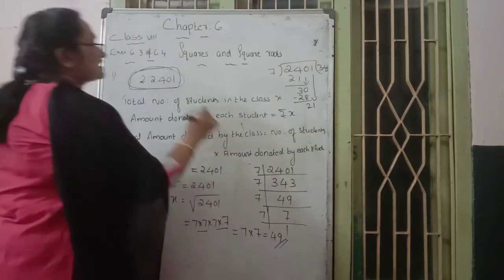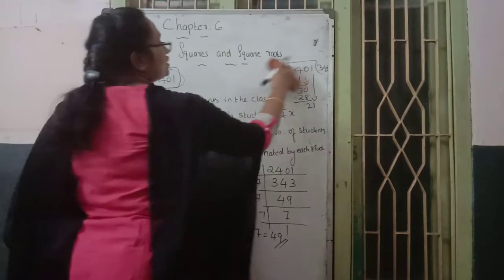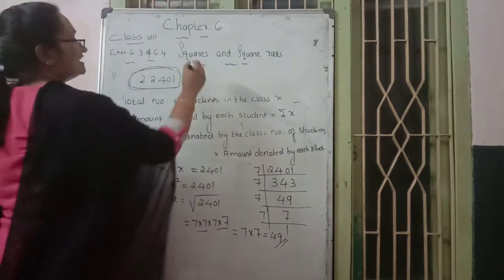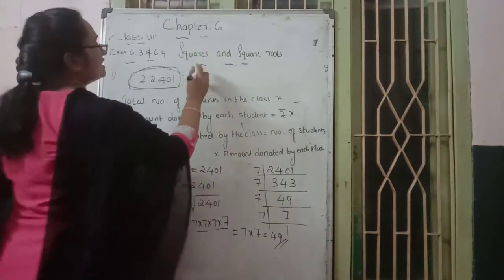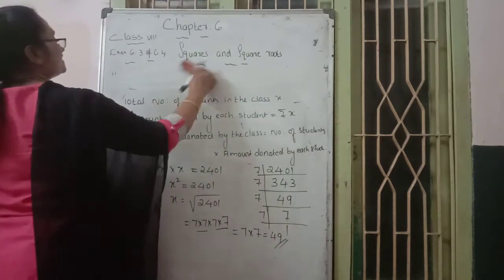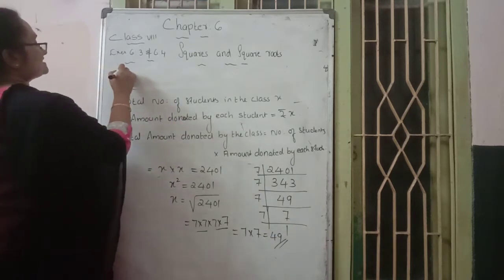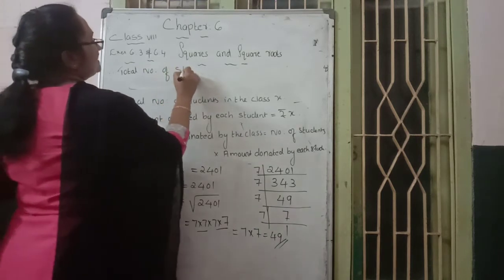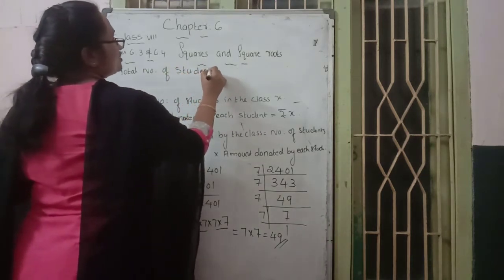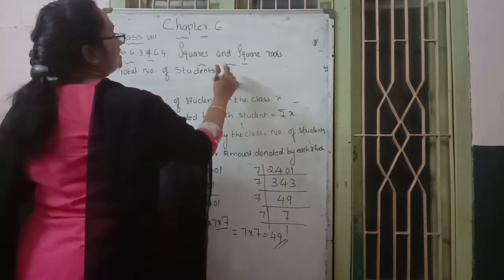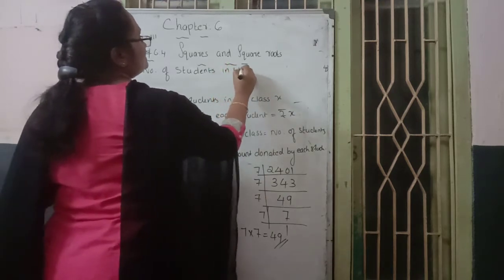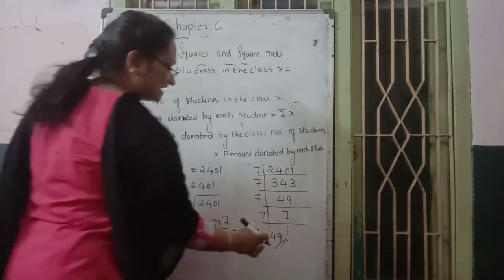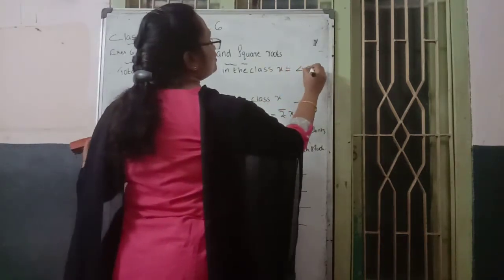That's why we can conclude that therefore the total number of students in the class, we can write the final answer. Therefore we can write it as the final answer: the total number of students in the class is equal to X. We considered it as the X value, and we got 49 students are there.